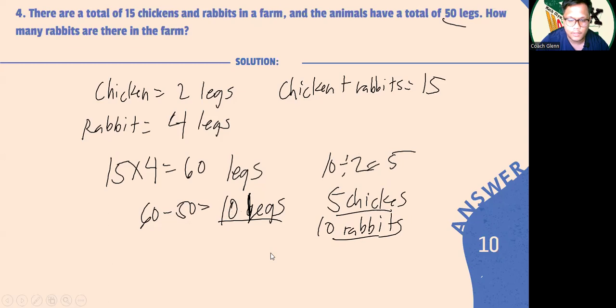Teacher, we can also use algebra. Yeah, you can use algebra. Okay, I'm going to show the formula for algebra, but since this is primary 3, some people do not know algebra yet. Okay, now let's show the algebra solution.